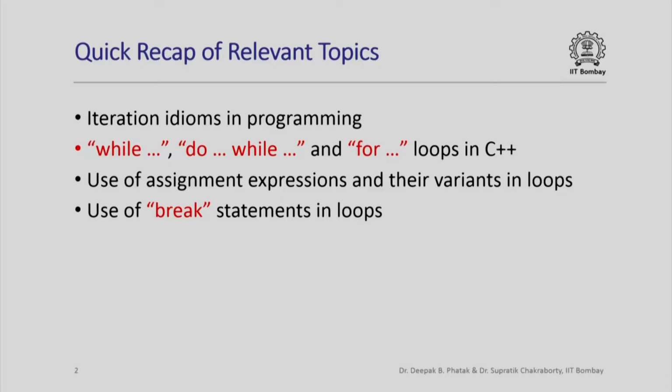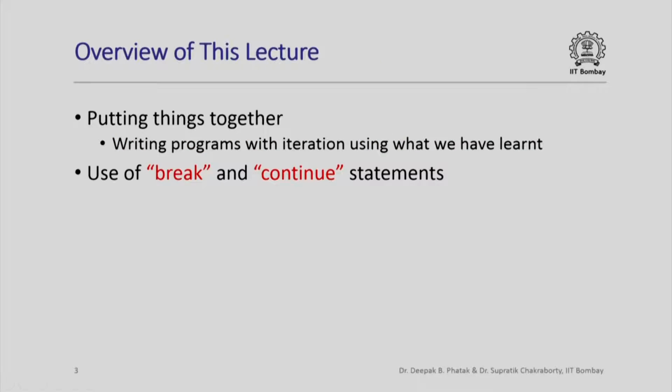So here is a quick recap of what you have already learnt so far. You have learnt about iteration idioms in programming. Specifically, you have learned about while, do while and for loops in C++. We have learnt about the usage of assignment expressions and their variants in loops, particularly in for loops, and we have also looked at how break statements can be used in loops to jump out from somewhere in the middle of the loop body.